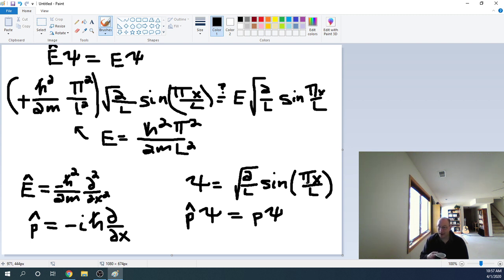So it is an eigenfunction. This wave function is an eigenfunction of energy. It has one particular energy associated with it. But it does not work for momentum, because I don't get the same function back. Okay, I'll pause and see if there are any questions on that. Hopefully that connects how a function could be an eigenfunction of one operator and not of another.